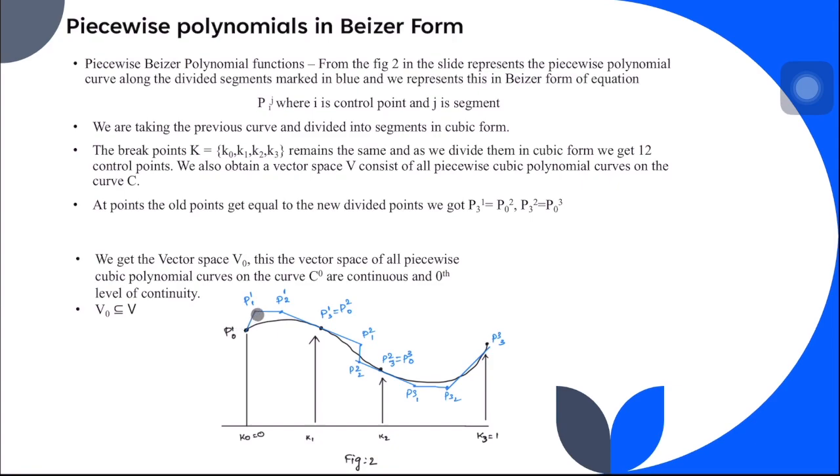When we have divided the curve into segments, there are a few points which join with the existing control points. These are the two cases we have mentioned here: P3 of 1 equals P0 of 2, and P3 of 2 equals P0 of 3. We get the vector space V0, the vector space of all piecewise cubic polynomial curves on the curve C0 with the zeroth level of continuity. This is called the zeroth level of continuity. The vector space obtained, V0, is a subset of the whole vector space.